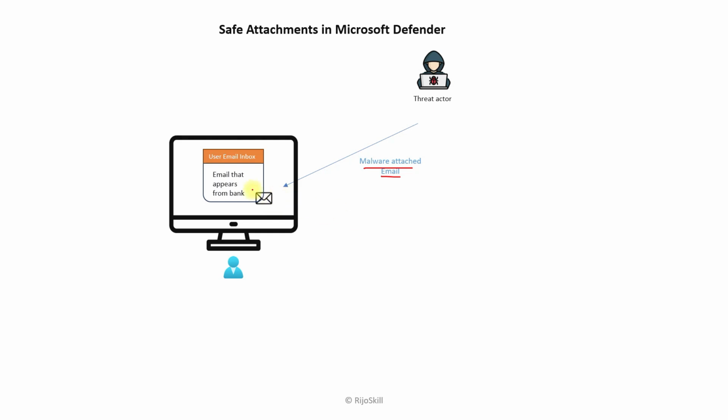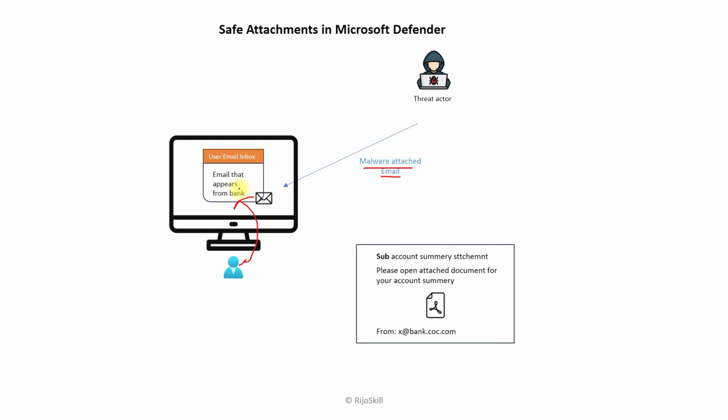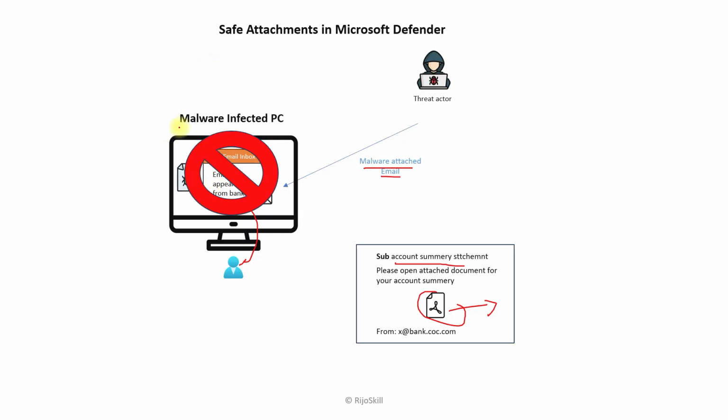So what happened? The email appears to be from a bank. The user sees one email in their inbox, and once it arrives, the user opens it. You can see here the subject, account summary attachment, and a request to please open the attached document for your account summary. The user will definitely click this. Once you click open, whatever malware is attached will infect this PC. So now the PC is a malware-infected PC.